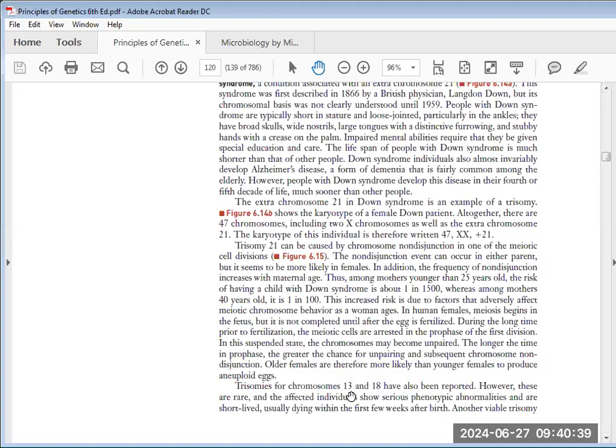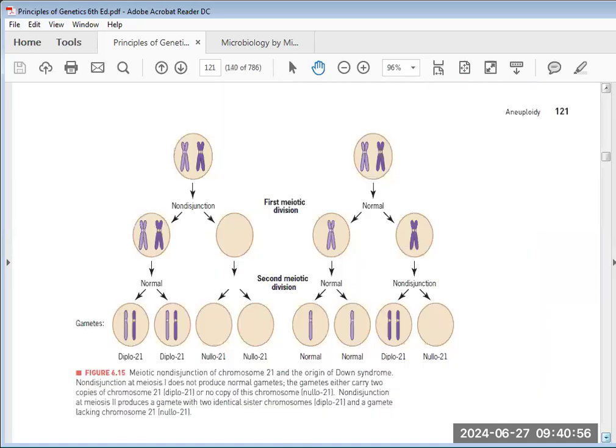One more example. In some abnormal human beings, chromosome number 13 or chromosome number 18 may have an extra copy. They are also similar to Down syndrome, but they are much more rare. There are fewer chances of trisomy 13 and trisomy 18.